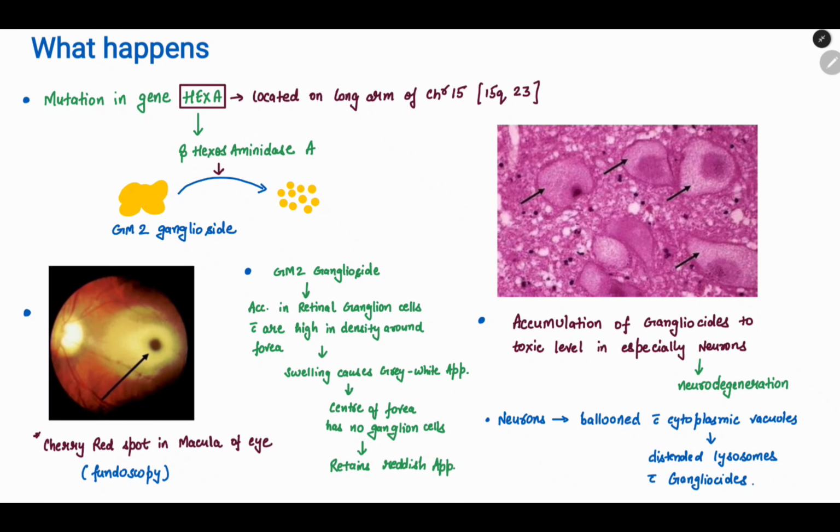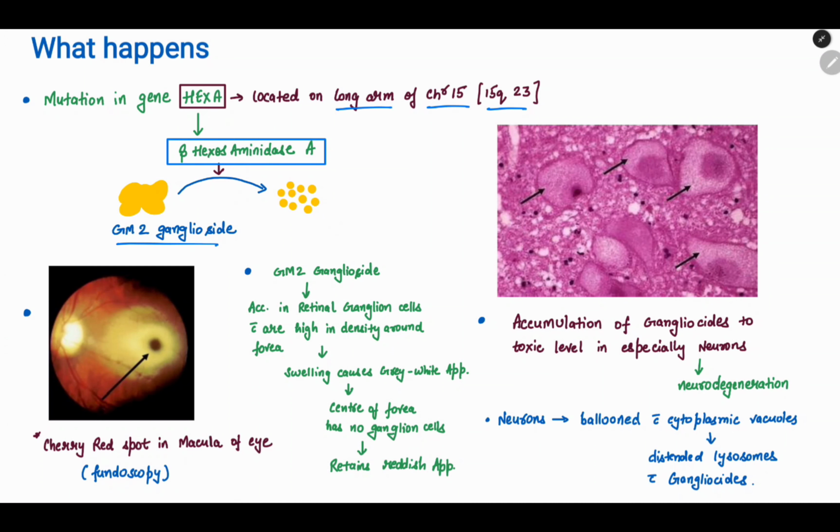Now let's discuss what happens in Tay-Sachs disease. There occurs a mutation in the gene HEXA, which is located on the long arm of chromosome 15, that is 15q23. Due to this mutation, there can be either complete absence of the enzyme beta hexosaminidase, which is coded by this gene HEXA, or abnormal formation of this enzyme. This enzyme is responsible for the breakdown of GM2 ganglioside.